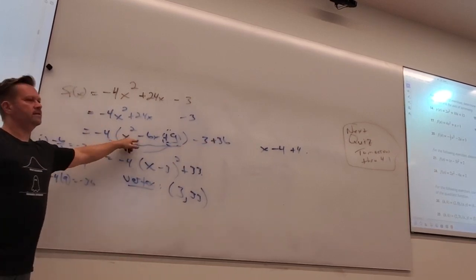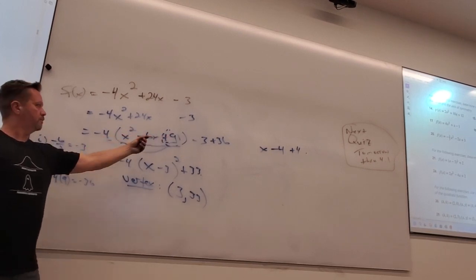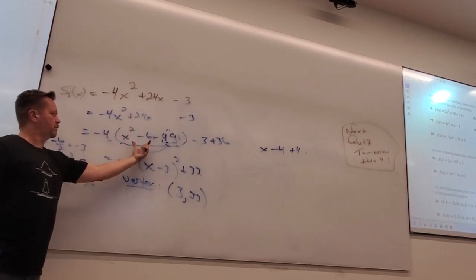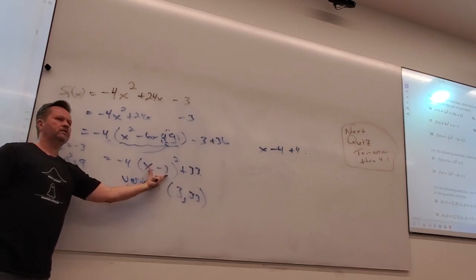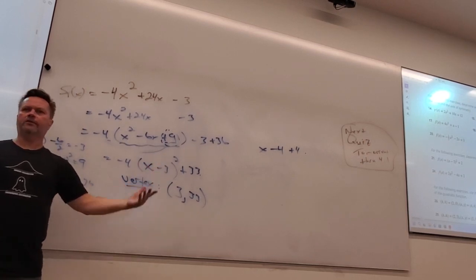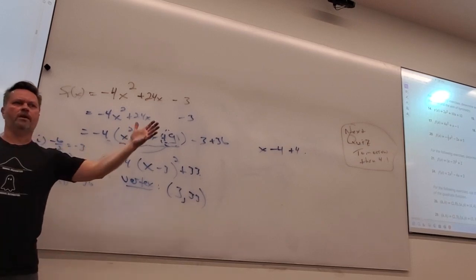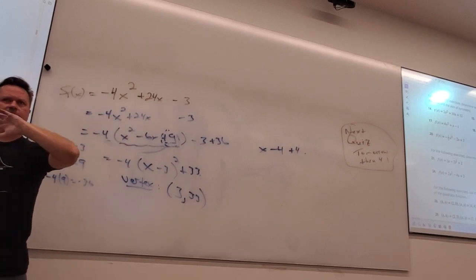Why does this help? It's the same idea, but now I've reorganized it so I can do this. That's the point. I want to put it in this form. What's so special about this form? I can see the vertex, right? Just like solving for y lets me see the slope and the y-intercept. Exactly the same idea.